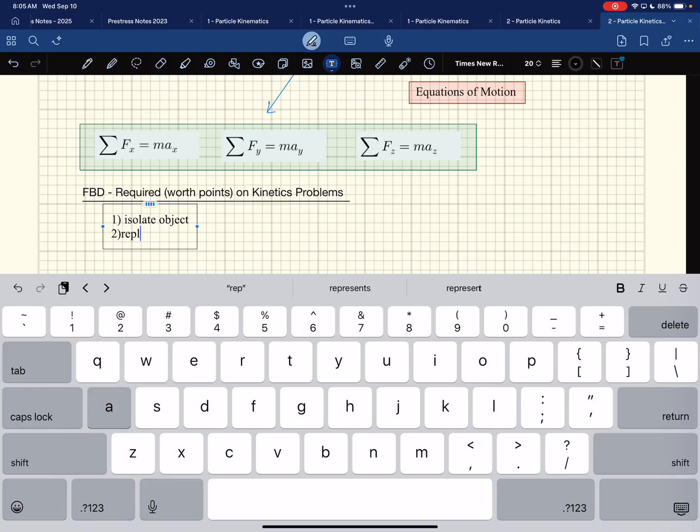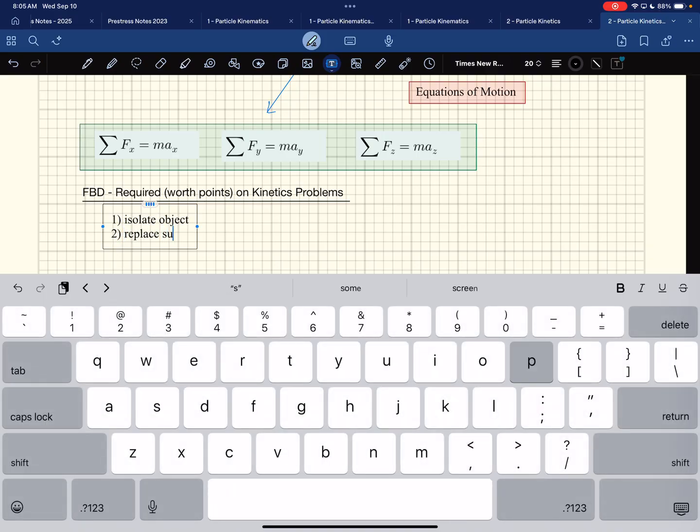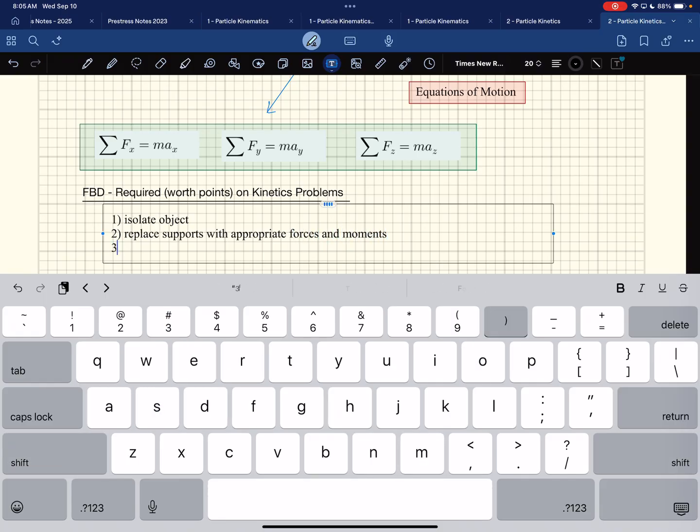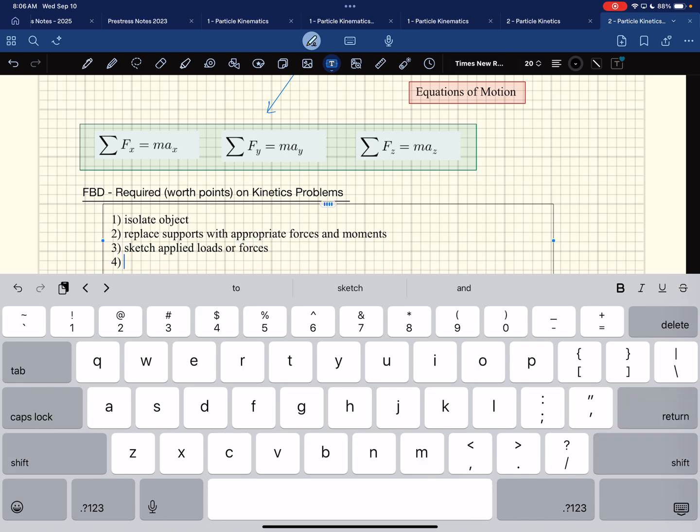We're going to replace supports with appropriate forces and moments. That's the next step. The third thing we're going to do is sketch applied loads or forces. The fourth thing we're going to do is pick a coordinate system.